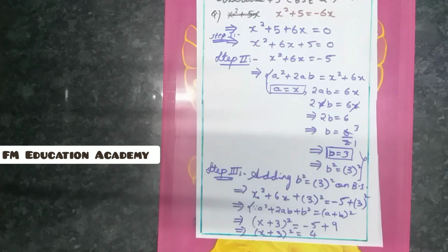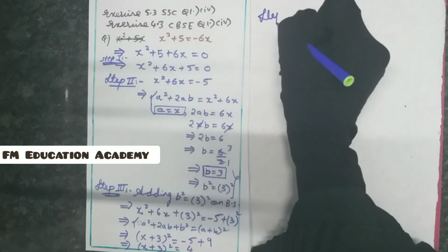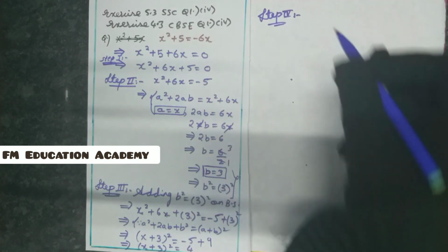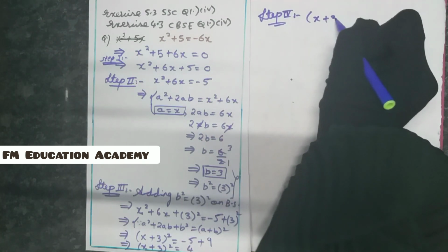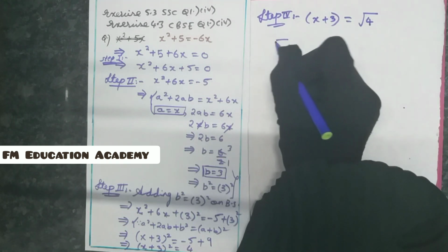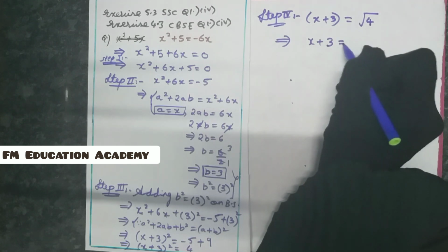Now what to do next? Step 4, send the square to that side. We got x plus 3 whole square is equal to 4. When the square goes to that side, that is my step 4, it becomes square root. So x plus 3 is equal to square root of 4, which is 2.